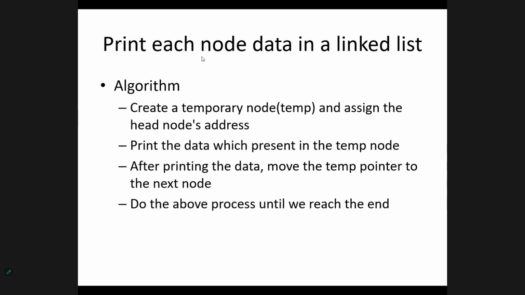Each node data means the data in this linked list, the data we want to display, right? So the algorithm is first create a temporary node, we call temp, and assign the head node's address. Then print the data which is present in the temp node, right? Then move the temp pointer to the next node. Do the above process until we reach the end, right?